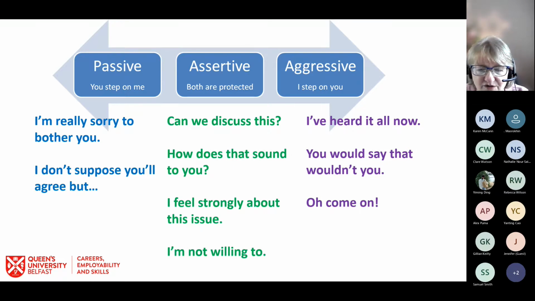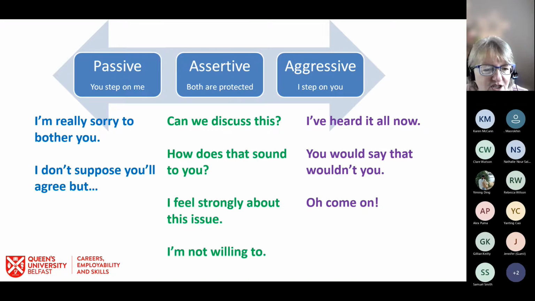Because it's giving that sort of two-way. Your opinion's important, but so's mine. How does that sound to you? I feel strongly about this issue, which you could say the same thing in a much, much more aggressive way. Let the person know that you feel very strongly about it. But saying it in that way is the assertive way to do it. And I'm not willing to.